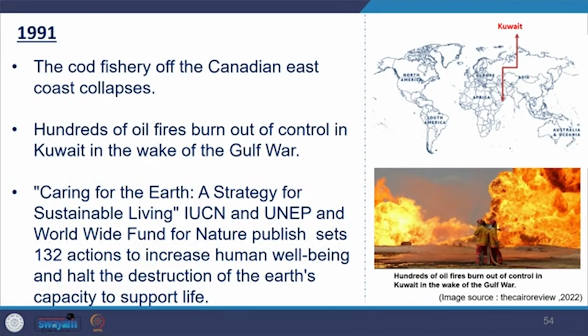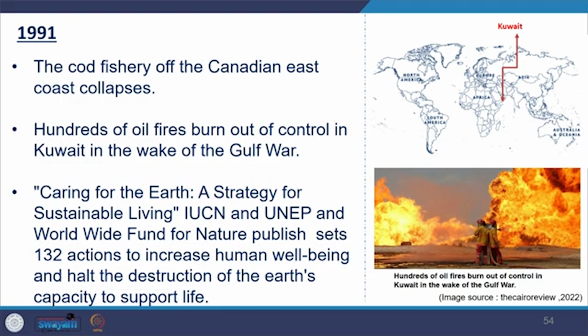So in 1991, we see that another accident happened: the cod fishery on the Canadian east coast collapsed. Hundreds of oil fires were also burning out of control in Kuwait in the wake of the Gulf War.